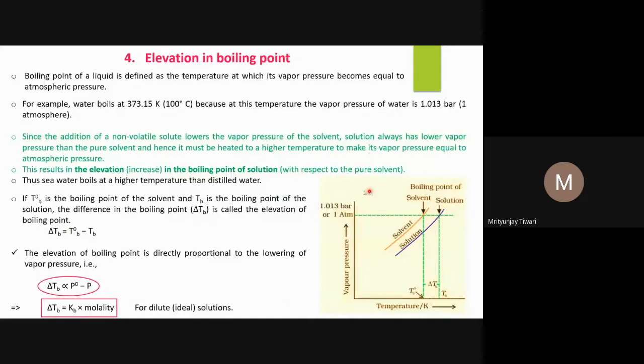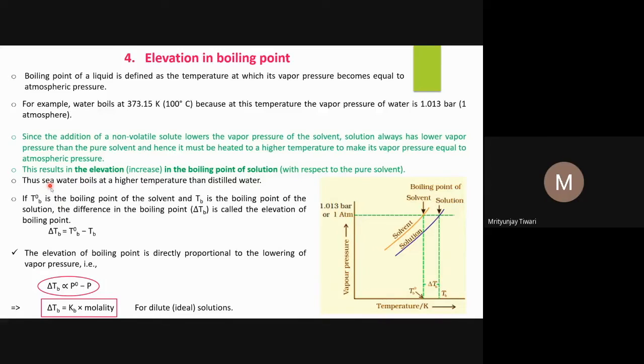Anyway, I hope it is very clear. I am trying to explain it more and more because I have seen students get confused with these points. Why elevation in boiling point? Why depression in the freezing point? What is the real concept? They get confused. Not only students, I have seen some teachers also get confused. That is why I try to explain it even more.